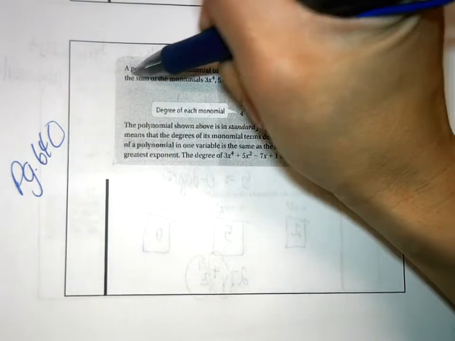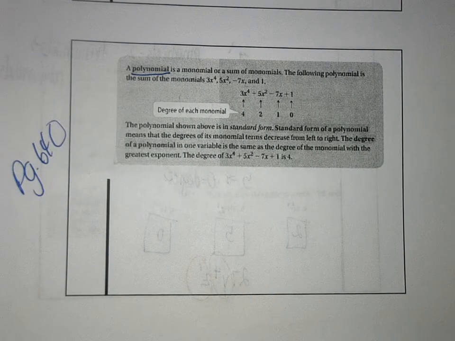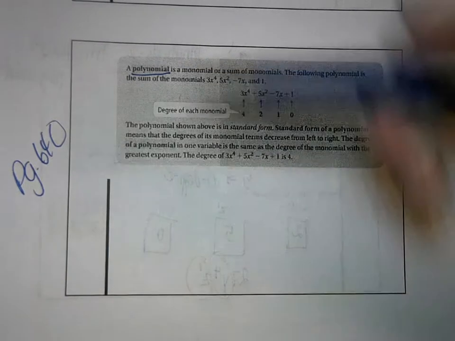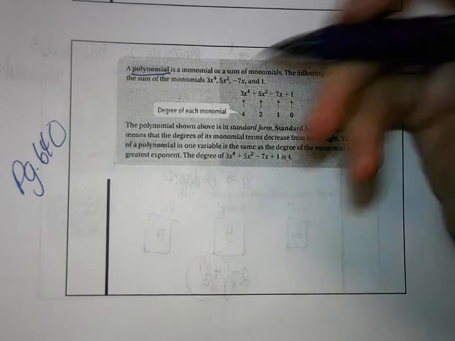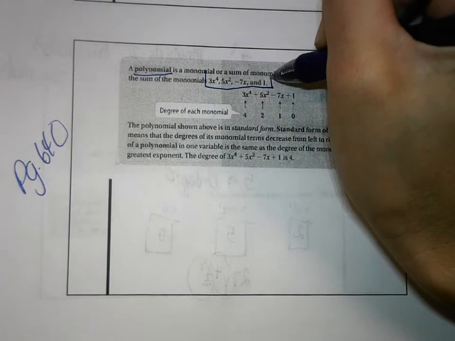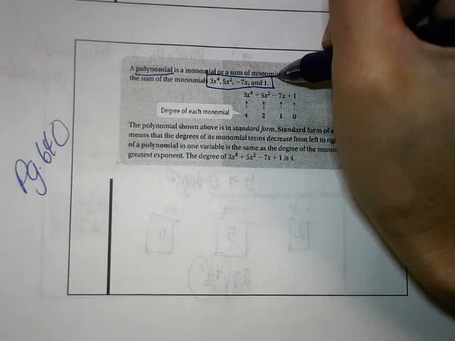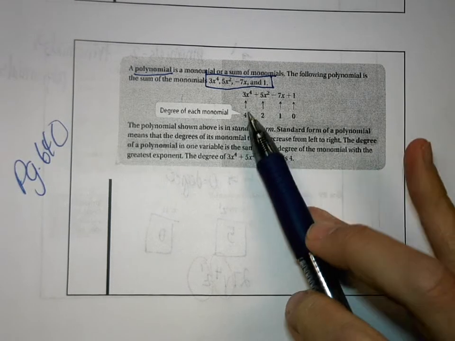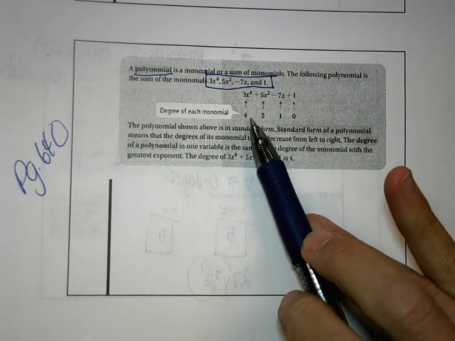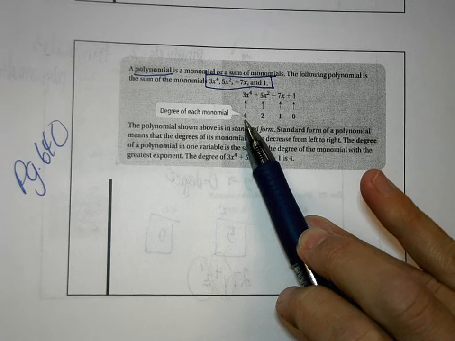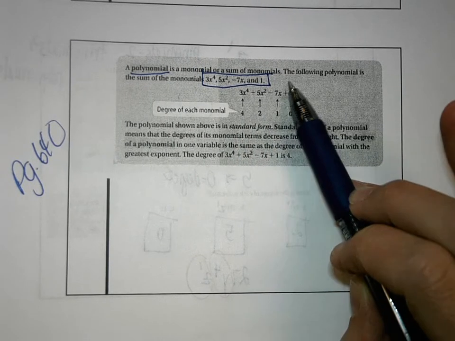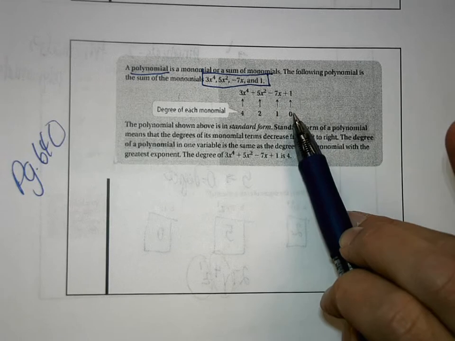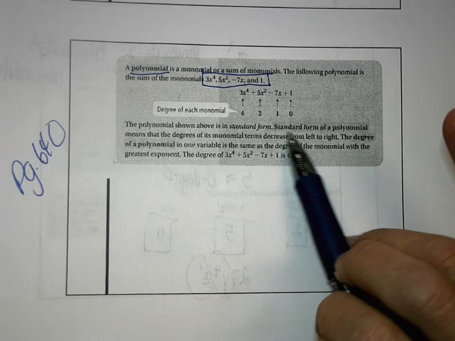It says a polynomial is a monomial or a sum of monomials. The following polynomial is the sum of these monomials. There's 4 of them. Okay? So if you look at this problem, in order to find the degree, you always look at the highest exponent. For each of these terms, this one has a degree of 4 because the exponent's 4. This has a degree of 2, the exponent's 2. Degree of 1, exponent's 1. There's no variable, so it is a 0.